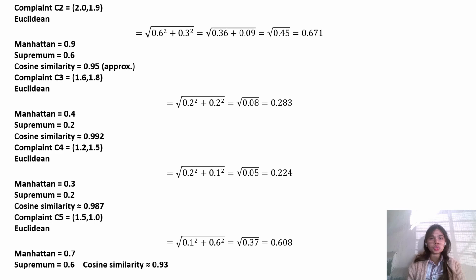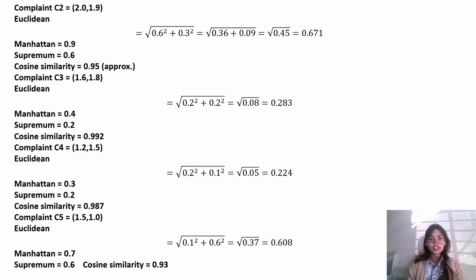Complaint 2, (2, 1.9): root of 0.6 squared plus 0.3 squared equals root of 0.36 plus 0.09 equals 0.671. Complaint 3, (1.6, 1.8): root of 0.2 squared plus 0.2 squared equals 0.283. Manhattan equals 0.4. Supremum equals 0.2. Cosine similarity equals 0.992.